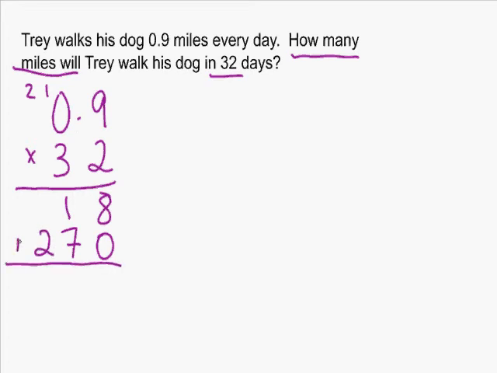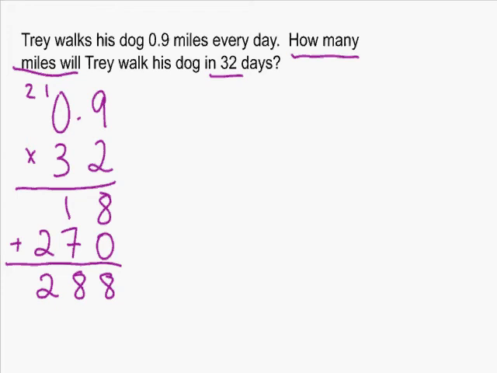I'm going to go ahead and add. 8 plus 0 is 8. 1 plus 7 is 8. And nothing plus 2 is 2. It doesn't make sense that Trey has walked his dog for 288 miles, so that means I need to remember to put my decimal point in the answer.